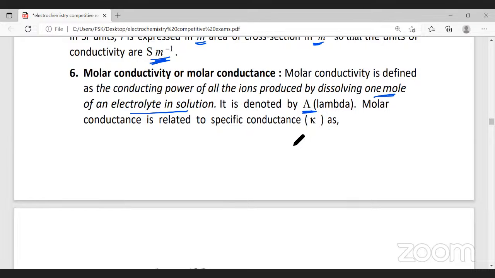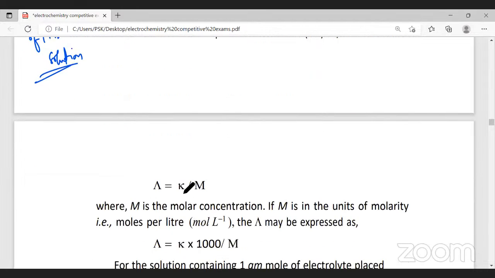Now just remember, molar conductance is defined as the conductance of 1 molar solution. In simple words, the conductance of 1 molar solution is called molar conductance. And molar conductance is represented by the letter lambda. And the relation between molar conductance and specific conductance is this. This is important. Lambda is equal to K by M. What is this K? K is called specific conductance. M is called what? Molarity, the molar concentration.